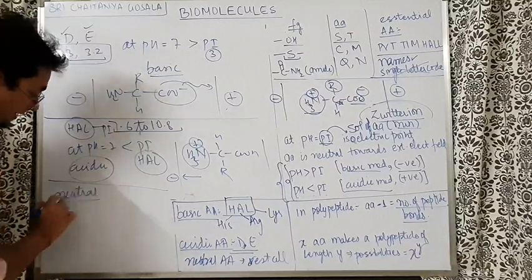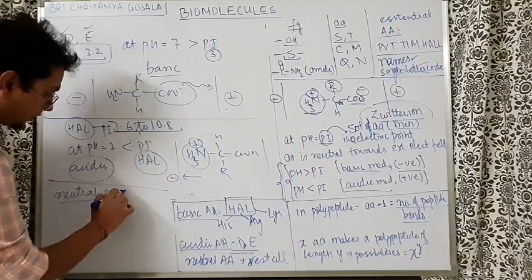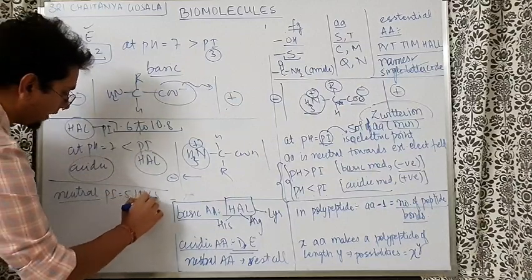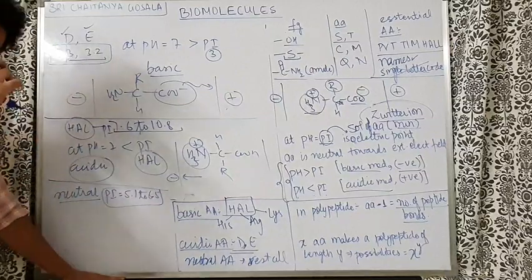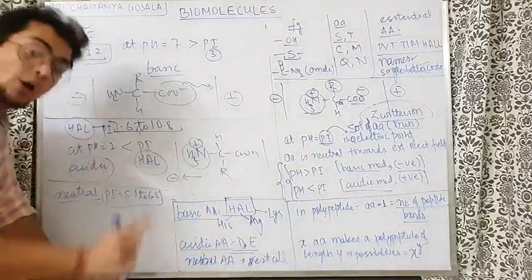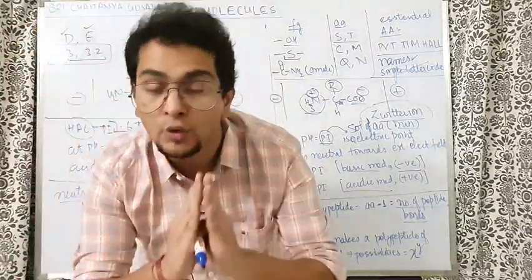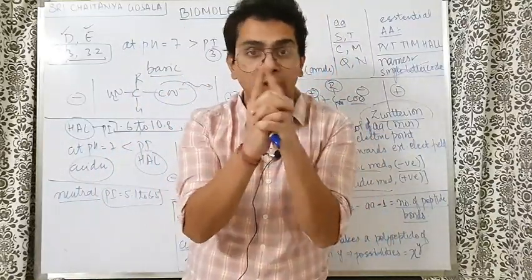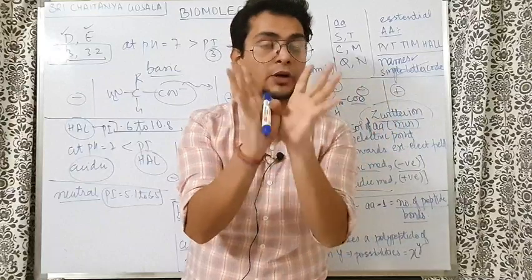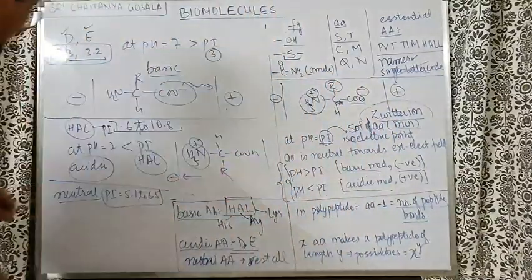There is a very nice trick. For neutral amino acids, the pI value is between 5.1 to 6.5. Sir, will neutral have a pI of less than 7? Yes, all the neutral amino acids have an isoelectric point of less than 7. Understand, 5.1 to 6.5, not very low either. 5.1 to 6.5 is the neutral amino acid isoelectric point.